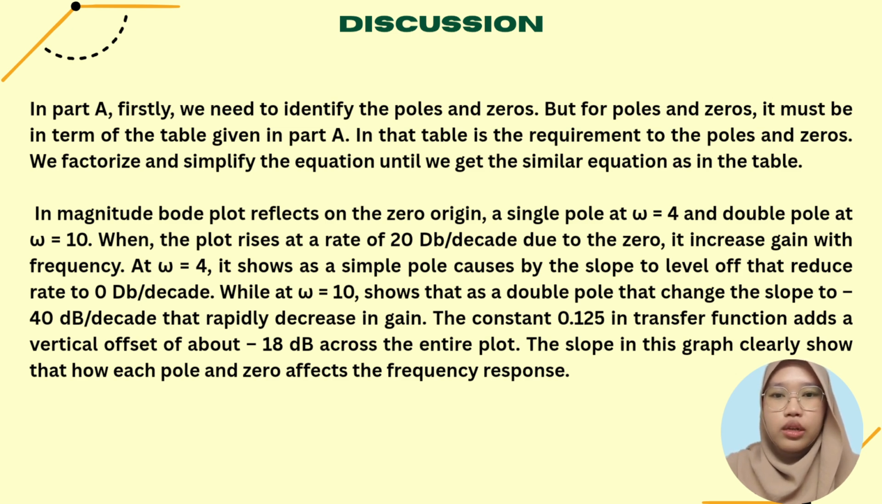In part A, firstly, we need to identify the poles and zeros. But for poles and zeros, they must be in terms of the tables given in part A. In those tables, it is a requirement for the poles and zeros. We factorize and simplify the equation until we get a similar equation as in the tables.